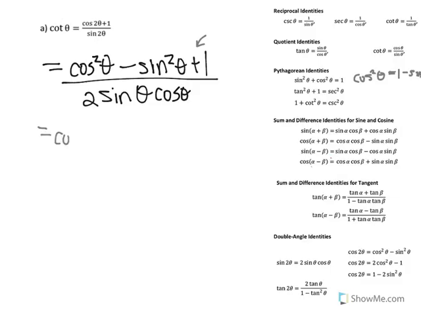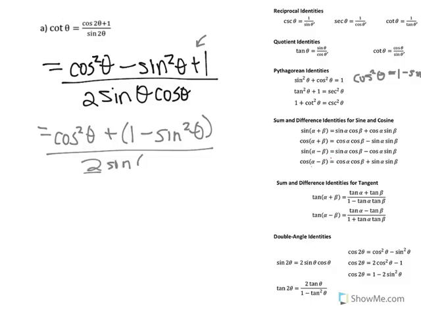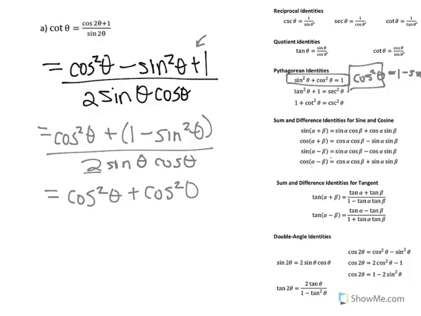So if I rearrange this to be cos squared theta plus 1 minus sine squared theta over 2 sine theta cos theta, now I can see that I can easily apply this identity over here. So I can change 1 minus sine squared theta to be another cos squared theta. So I have cos squared theta plus cos squared theta over 2 sine theta cos theta.